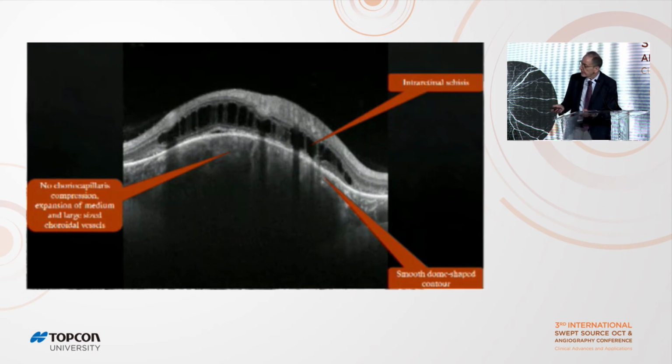Basically, in contrast to nevi and melanomas, there is no choriocapillaris compression in this type of tumor, and there is expansion of medium and large-sized choroidal vessels. Again, you can see a smooth dome-shaped contour to the tumor similar to many choroidal melanomas. And this particular patient had extensive intraretinal schisis over the tumor and some minor subretinal fluid as well.